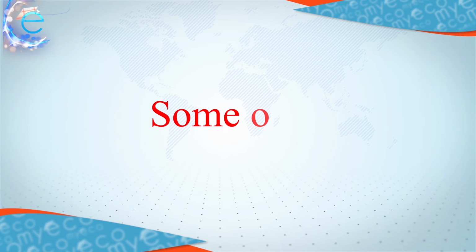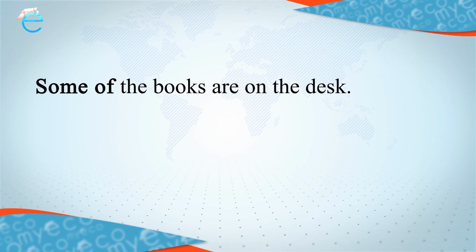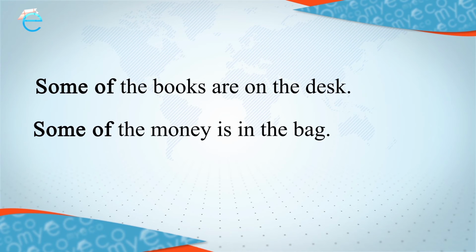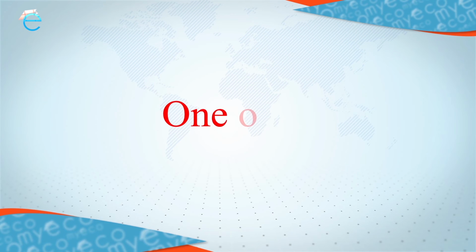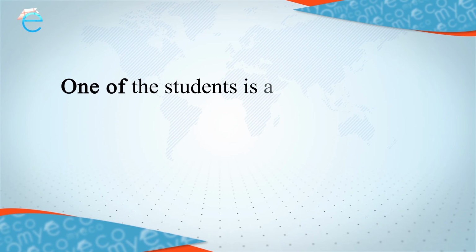And some of we can also use with uncountable nouns and countable nouns. Some of the books are on the desk. Some of the money is in the bag. Some of it is up to 50%. One of is of course one. But we cannot use it with an uncountable noun. For example, one of the milk, one of the water. One of the students is absent.